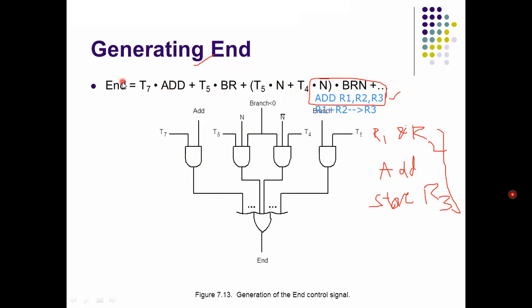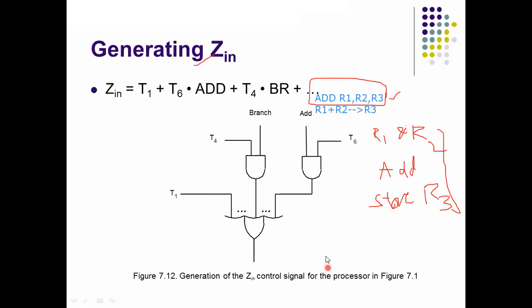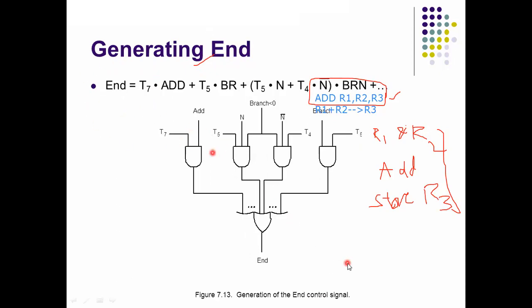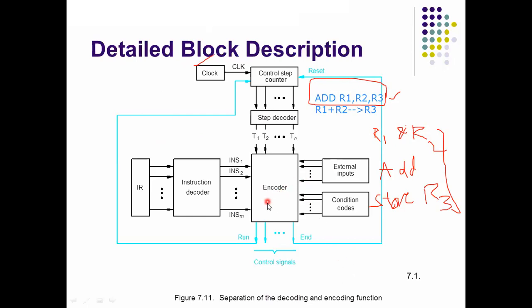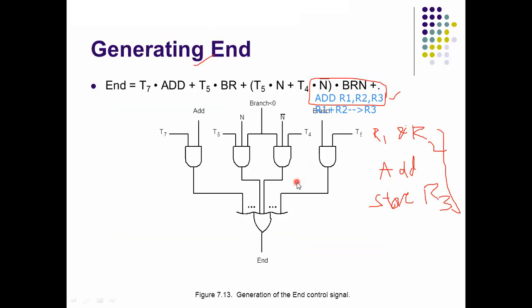Here, what is the meaning here? Generating AND means, at this AND signal generation, here T7, that means this AND is active at T7, T5 and T4 clock cycles. Okay, ma? So this is the generation of the AND control signal. These generating Z in and signals are generated in this encoder. These belong to combinational circuits.